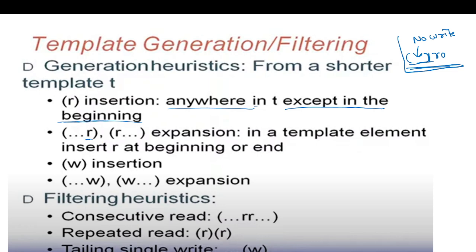Next, R here. So expansion in a template element: insert R at the beginning or end, anywhere in the template element. W insertion expansion, you can see here. Then the filtering heuristic. If we have a consecutive R, like I have written a 0, then reading 0, reading 0, this consecutive reading can be filtered. That is the repeated R or trailing single write.